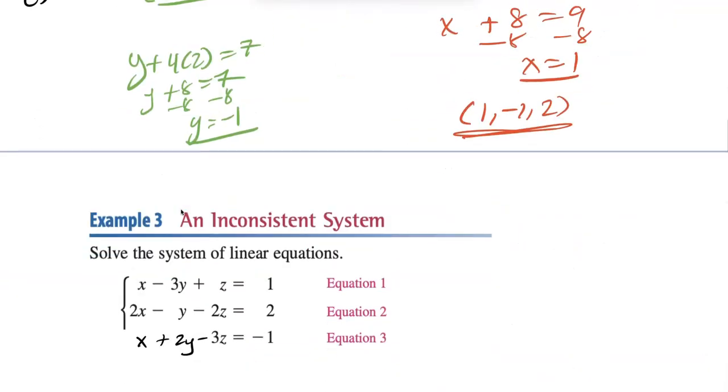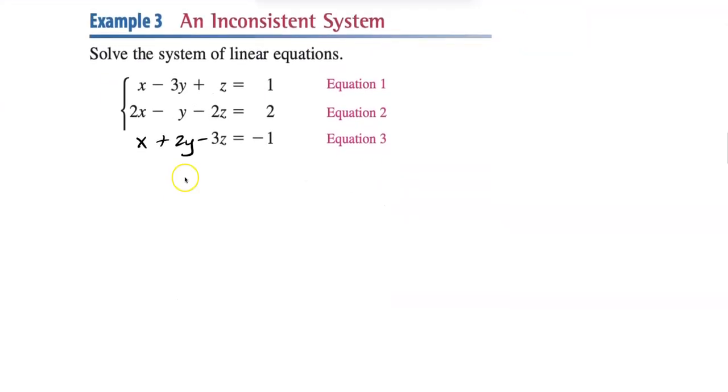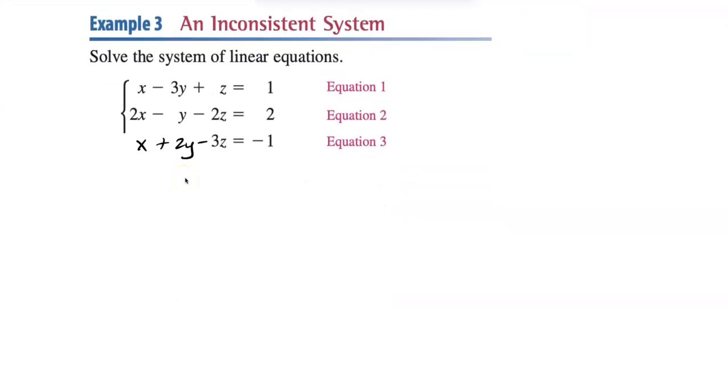So how about an inconsistent system? Let's do one that has no solution. What does that look like? Well, let's do this real quickly. We're going to use the same rule: get rid of the same variable twice. In this case, I still say x is the easiest, right? So we have a, b, c. Let's get rid of the x in this middle one here.